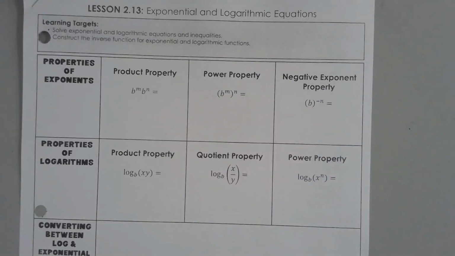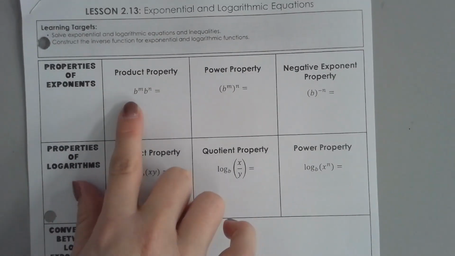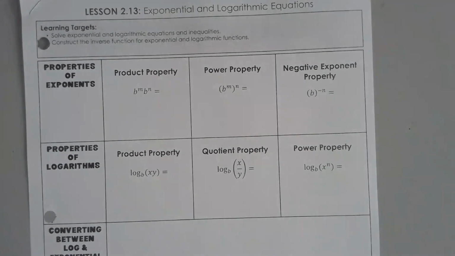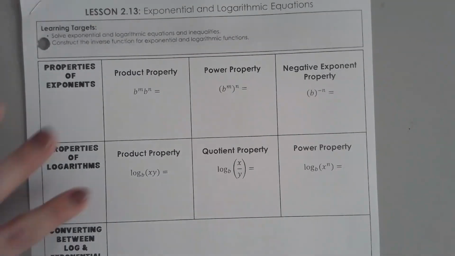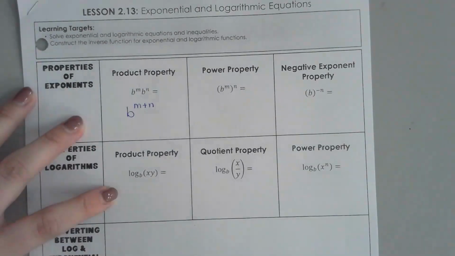If you have exponents and you are multiplying, what do you do with their exponents? You add them. So this is b to the m plus n power.